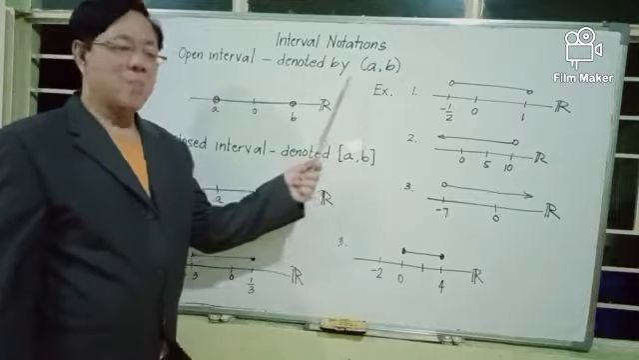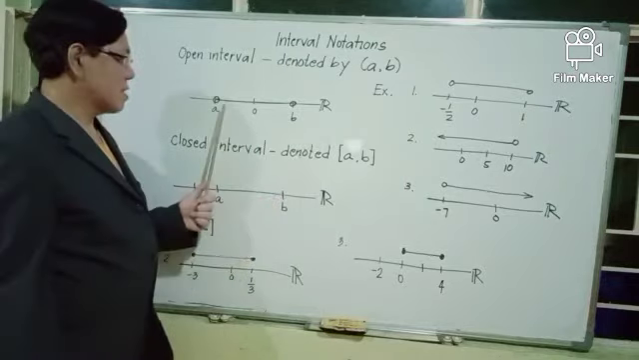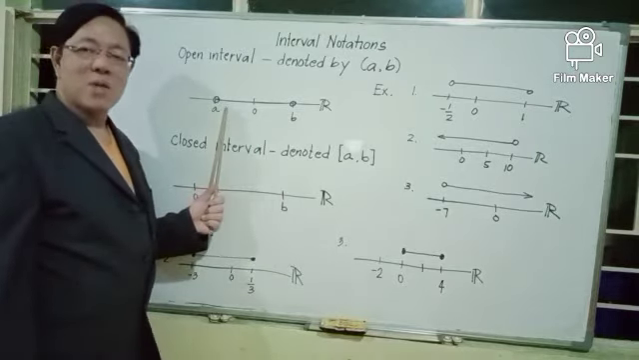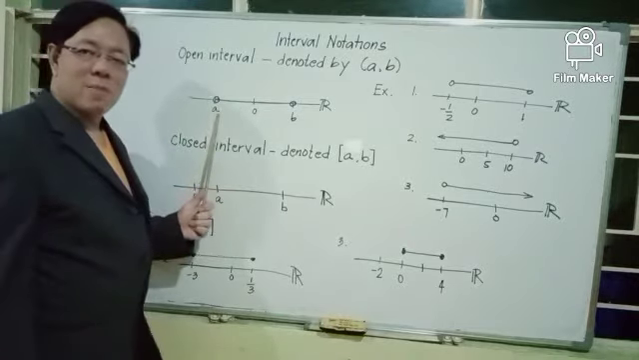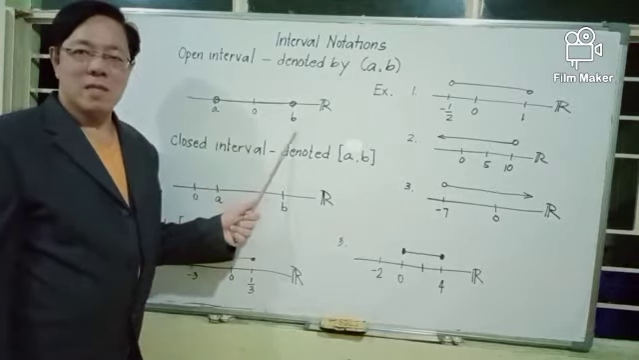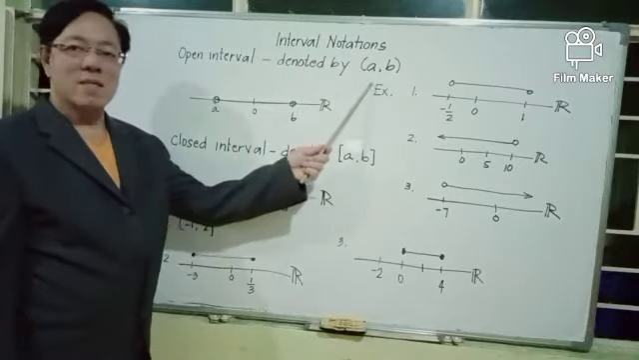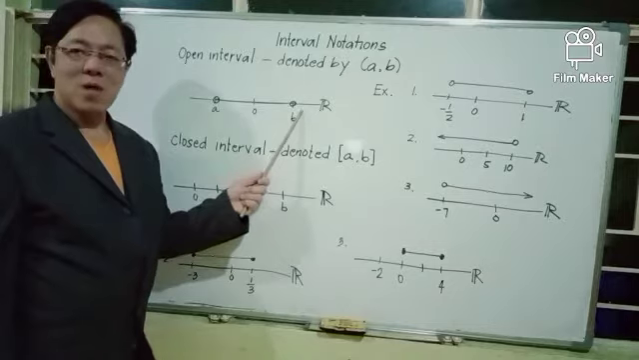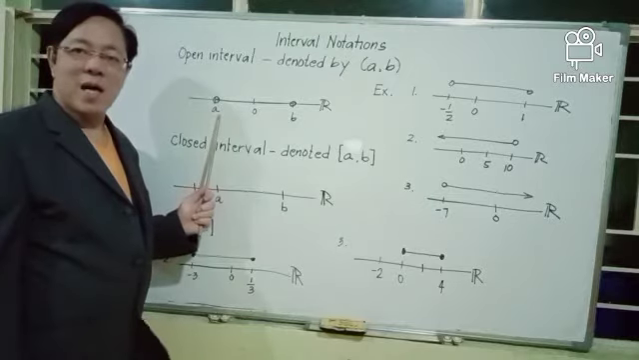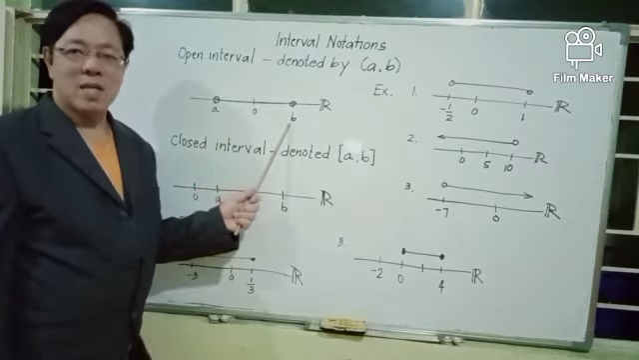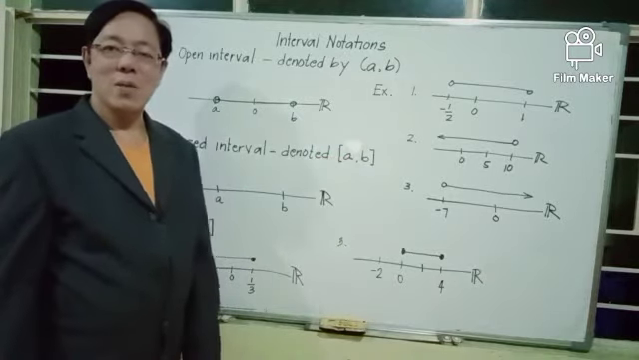Again, the open interval AB, represented diagrammatically in this way, is a set of real numbers between the real numbers A and B, but the real numbers A and B are not included in the set. And we denote the exclusion of A and B from the set by this small circle. The real number A is called the left endpoint, and the real number B is called the right endpoint. The endpoints of the open interval are not included in the set.